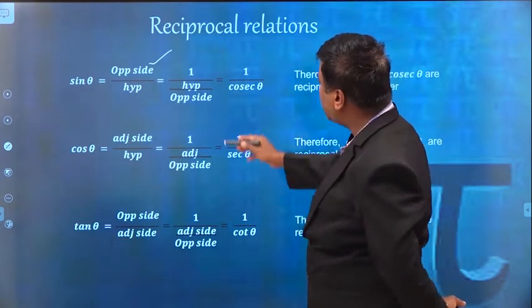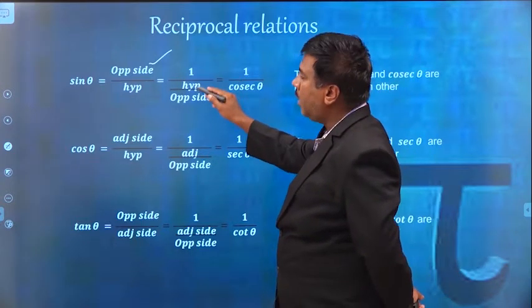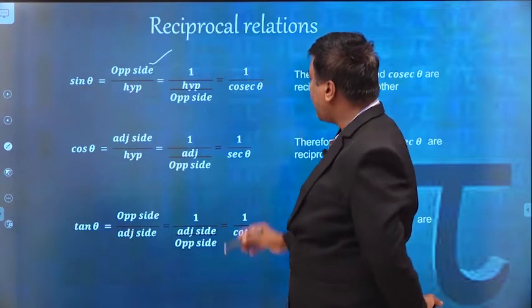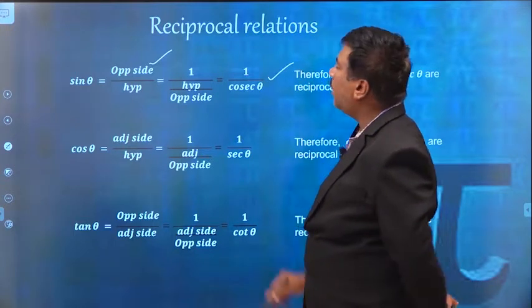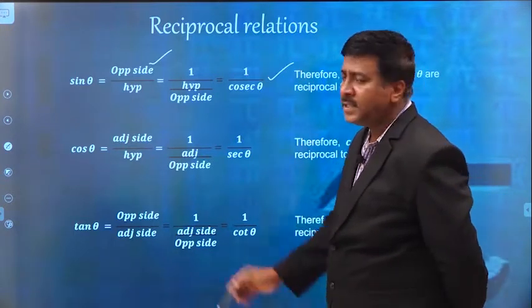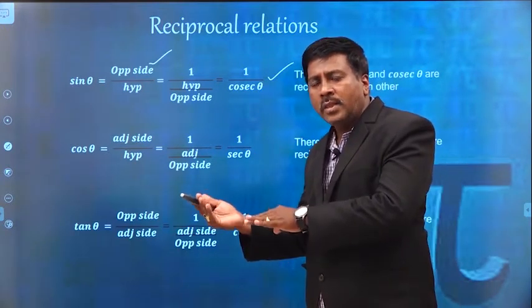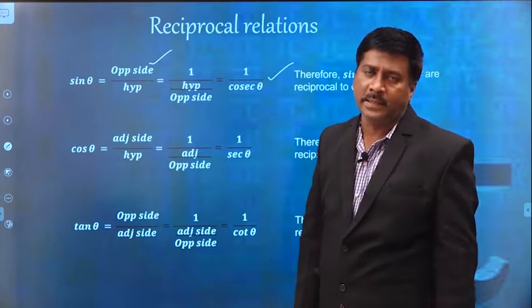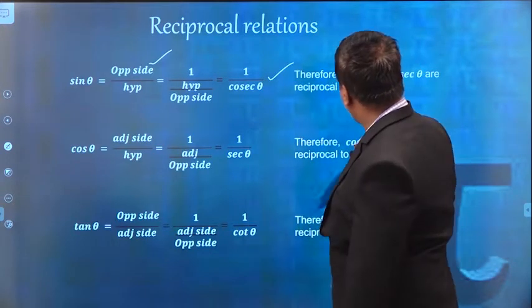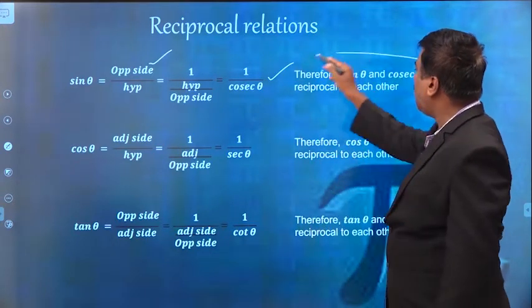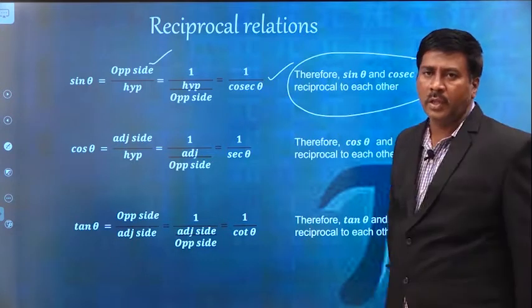Then simply you have to write this as 1 by hypotenuse by opposite side, which is equal to 1 by cosec theta. That means the reciprocal of sin theta is cosecant theta, and the reciprocal of cosecant theta is sin theta. So sin theta and cosec theta are reciprocals of each other.